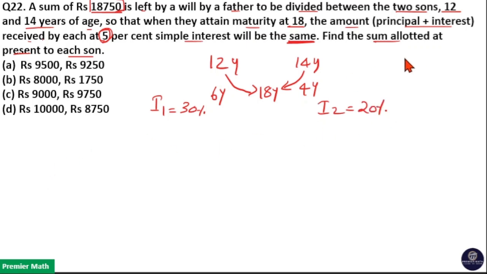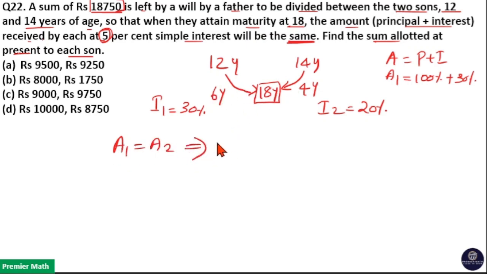Now you can see amount is equal to principal plus interest. If I consider principal as 100%, the amount received by the first son will be 100% plus interest, which is 30%. That means when they attain the age of 18 years, the amount received by both the sons will be equal. So amount 1 is equal to amount 2. That means here interest is 30%, principal is 100%.